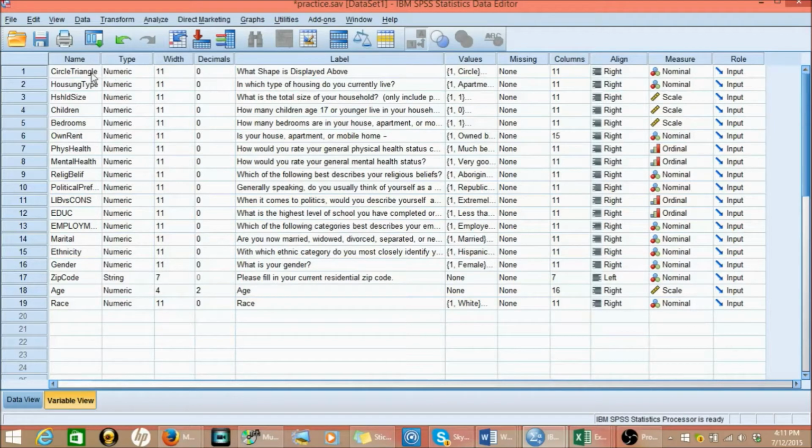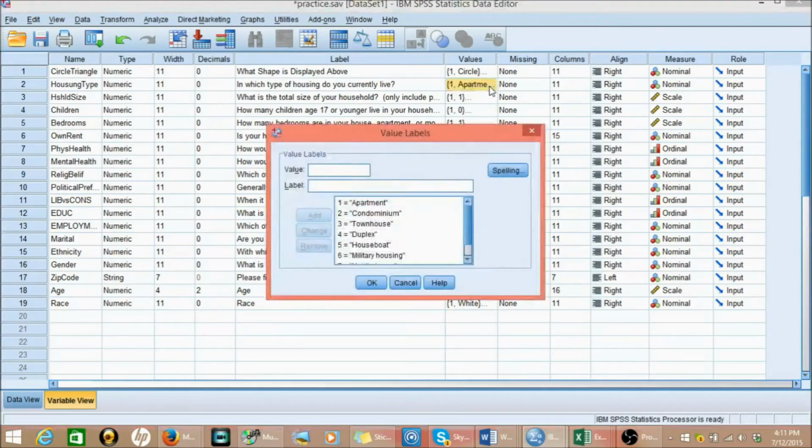They've already got this all input into SPSS, all cleaned up, labeled, coded, all that good stuff, but I need to get to know what I'm looking at. So I can see here housing type. What type of housing do you currently live in? Great. But I'm not sure what the options were on the survey or how people answered. So if I click right here in the values section and click on that little box, I can see what options my colleague offered the subjects that took the survey.